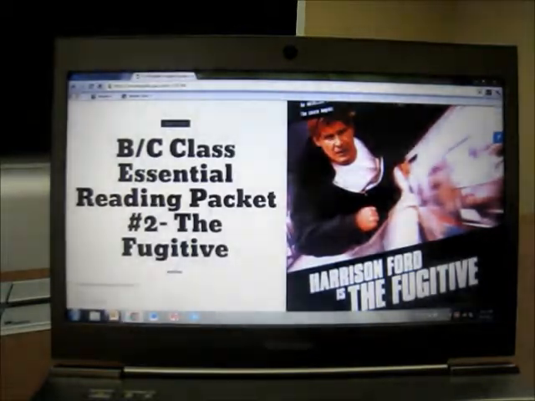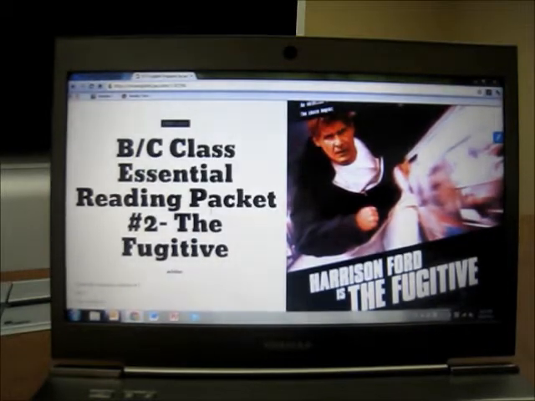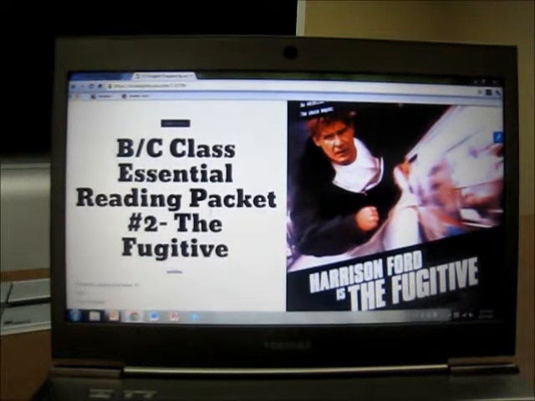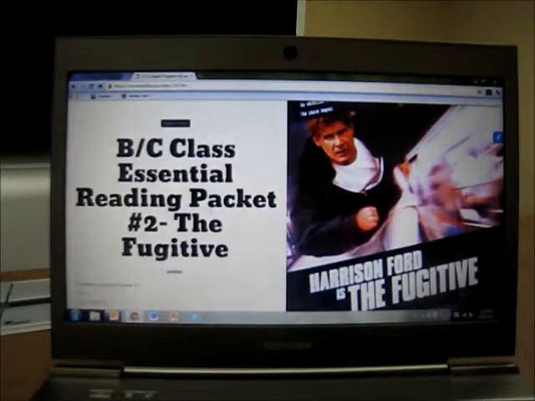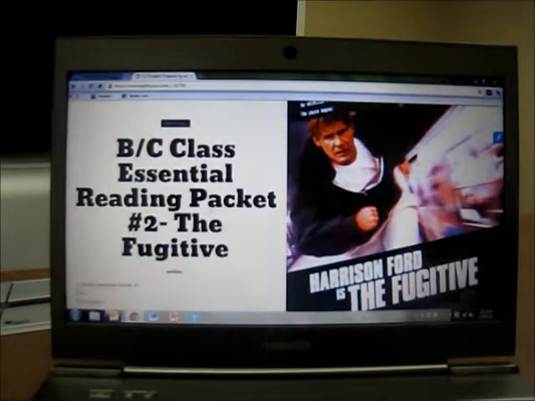Richard desperately tries to stay one step ahead of the police, while simultaneously trying to gather the evidence that would prove he is not guilty of having murdered his wife. After almost being recaptured, Richard goes back to Chicago.